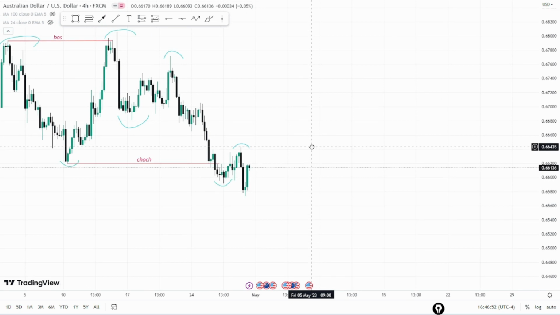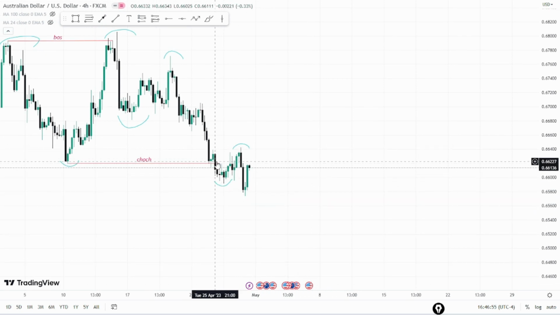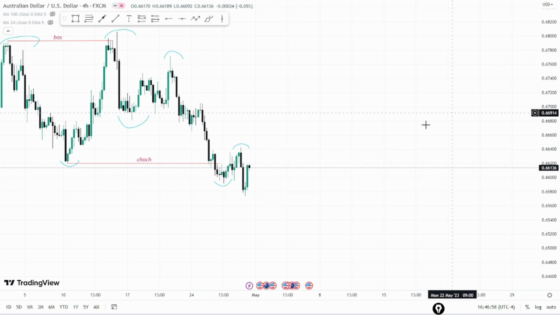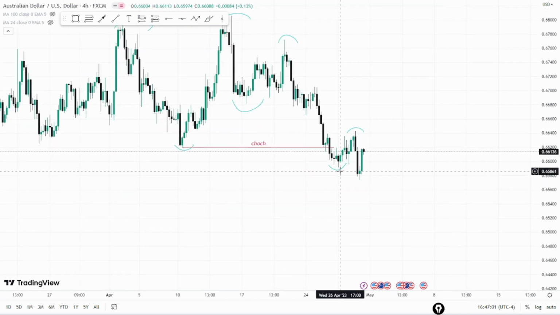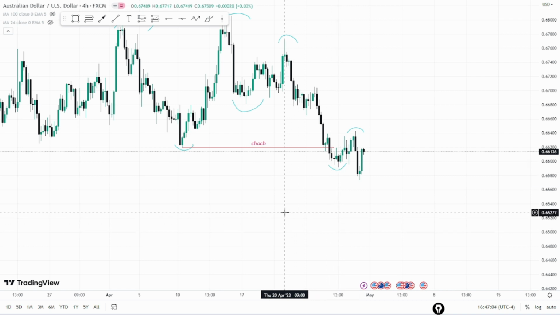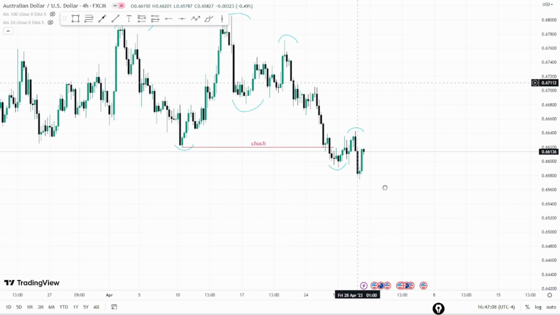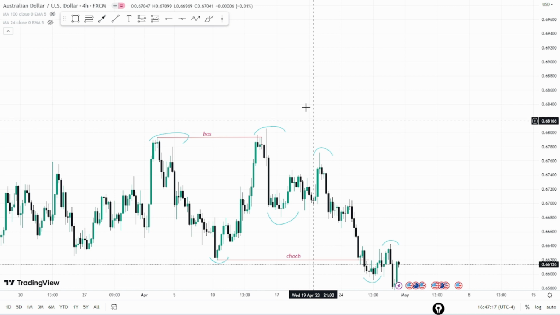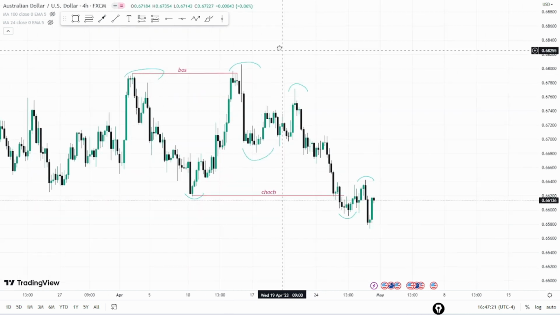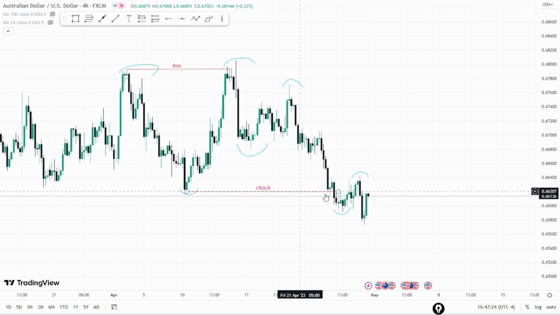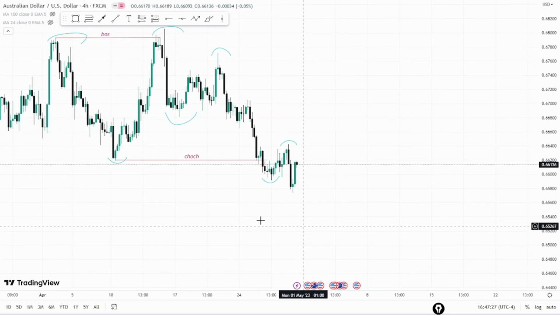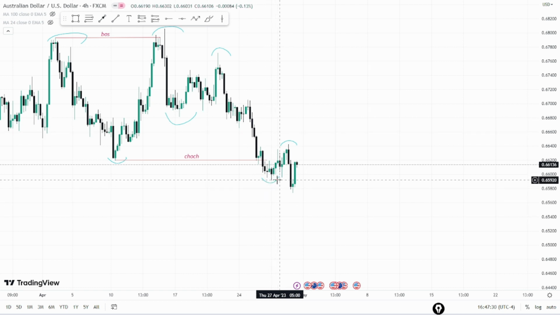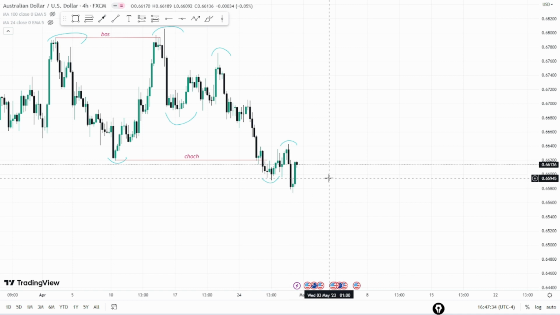So now we have to check what caused that change of character. Before we can definitely say that we are now going down, we have to see a break of structure to the downside first. Remember, we had one first break of structure to the upside, but we didn't have another break of structure to the upside confirming to us that we are now changing the trend to the upside, right? So price kept on going down, it changed character here. Then we can't just say we are now on a downtrend. However, we need to see price further breaking structure to the downside before we can be confident that we are still going down, right?